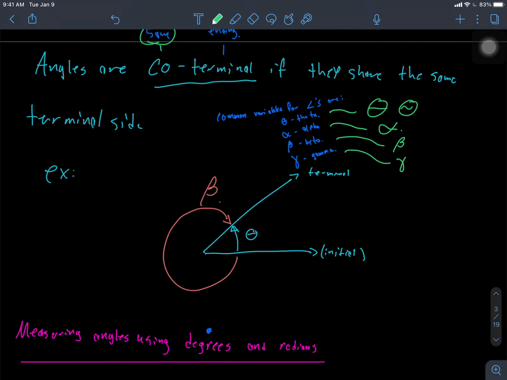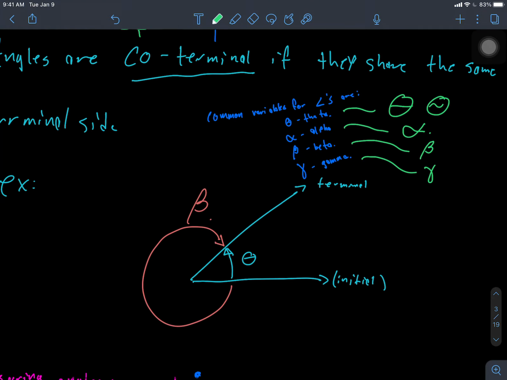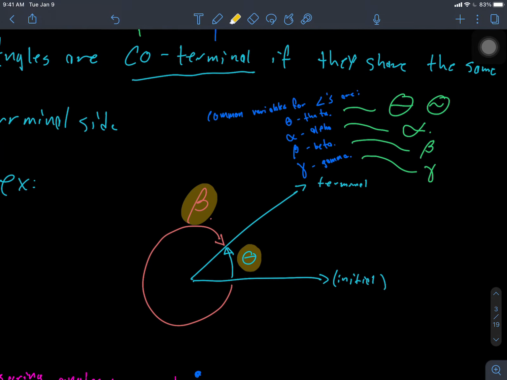So in this case, we have two coterminal angles, one of which is a positive angle. The theta angle is positive, and beta here is a negative angle. So it's possible for positive and negative angles to be coterminal as well.